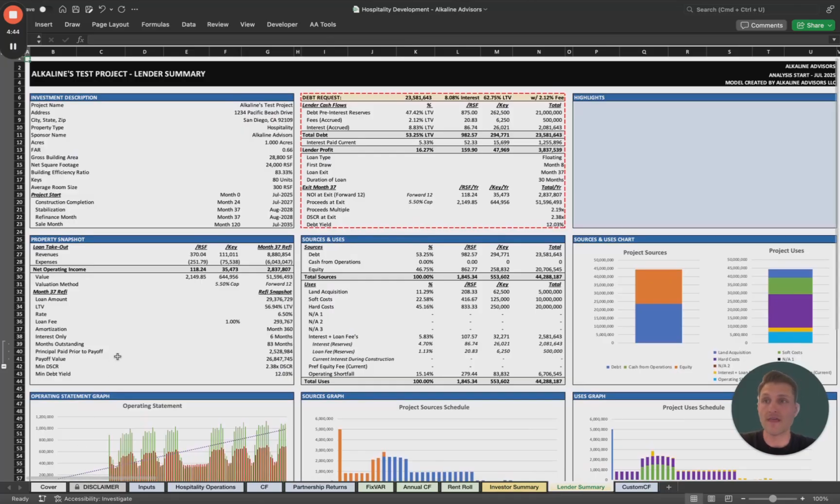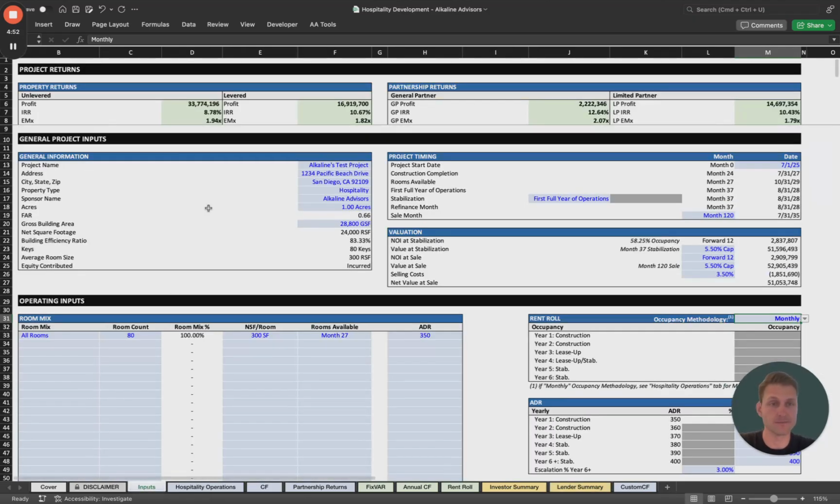Okay, so that was a good 5-minute overview on how the model works in a nutshell. Now we'll dive in a little more detail into the actual inputs and why we have the inputs broken out the way that we do.